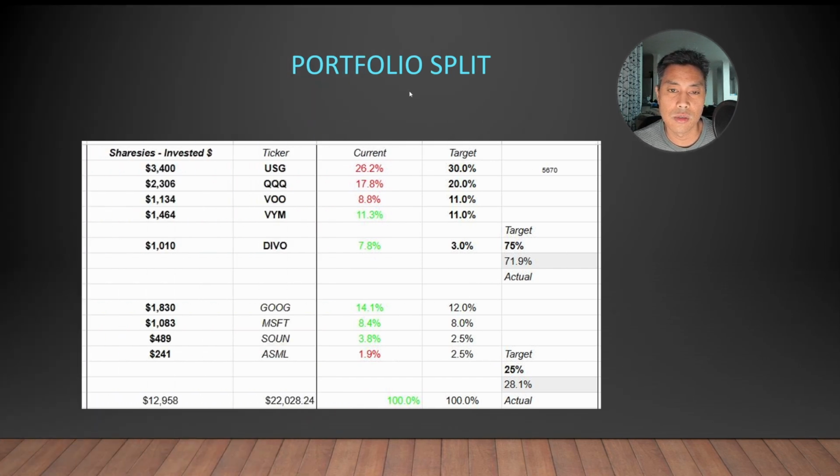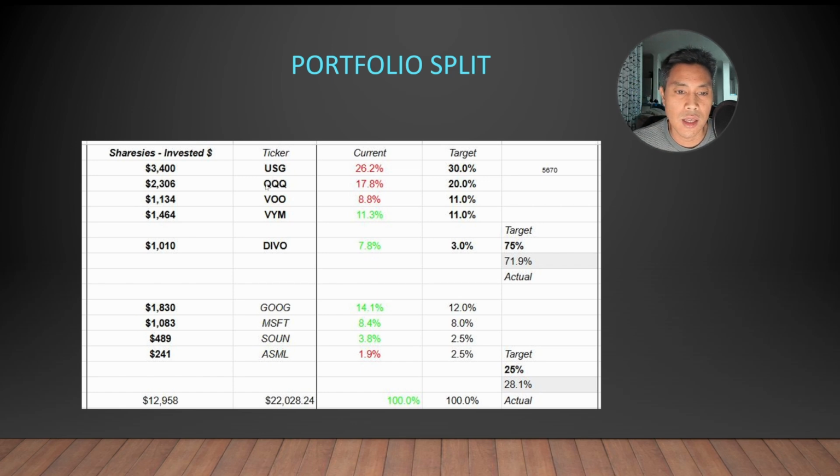This is what I call a portfolio split, but really it's just showing you that I do have a plan, and I have different weights for my investing here in Sharesies. You can see that 75% of the target is in ETFs, while the remaining 25% is in individual stocks. Going through here, I wrote the invested amount, and the top holding is USG, which is the S&P 500 growth fund.